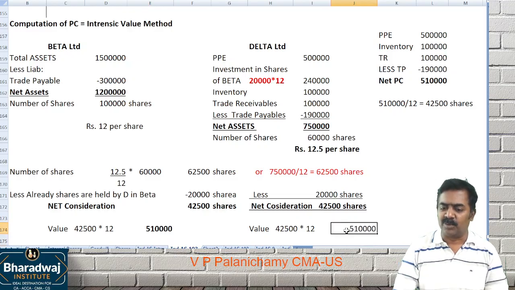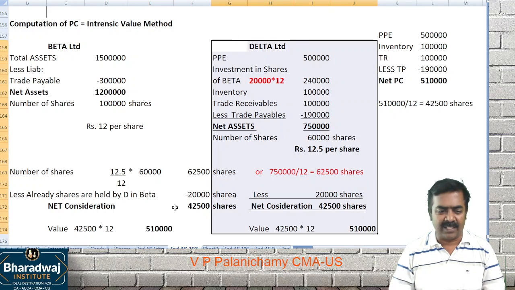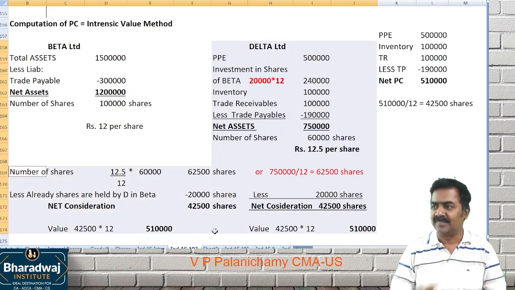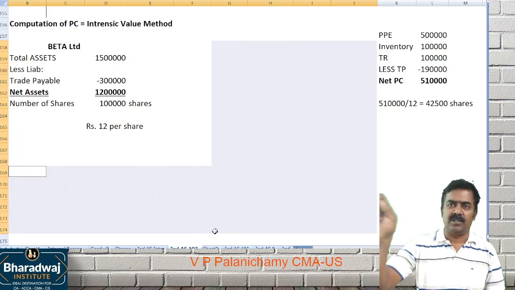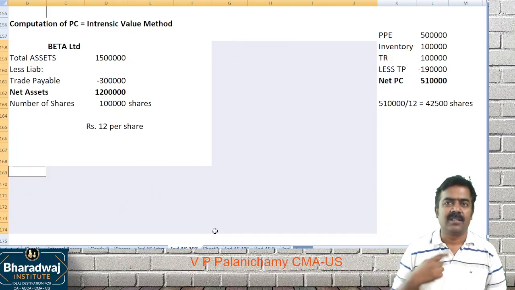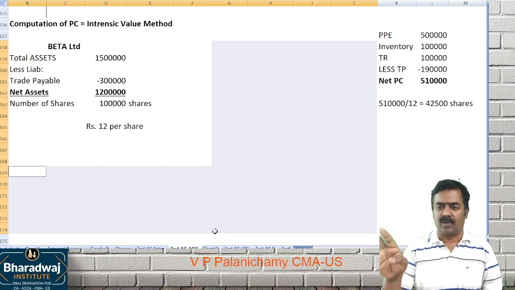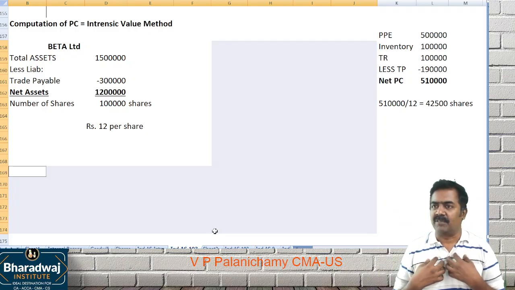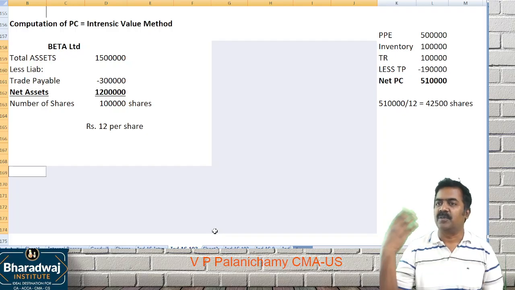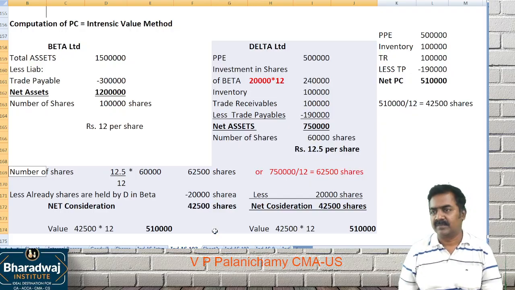The third method is the easiest method. You need not work out even this. You will in the working எதுவுமே தேவையில்லை. இந்த working complete avoid பண்ணிடலாம். What is the asset I am going to take over? Your plant 5 lakh. Your inventory 1 lakh. Your trade receivable 1 lakh. Your minus trade payable 1,90,000. So what is the net asset I am taking over? 5,10,000. What is my share value? 12 rupees. Now I should give you what? 42,500 shares into 12 will give us 5,10,000.